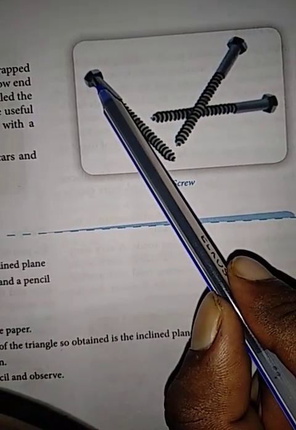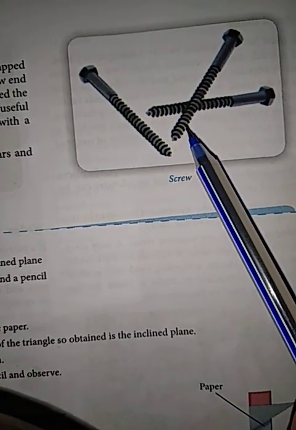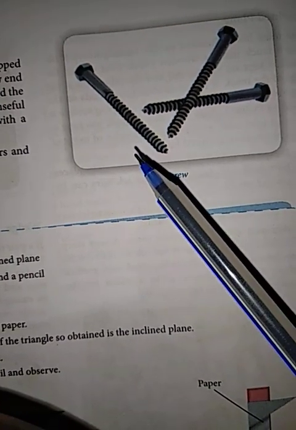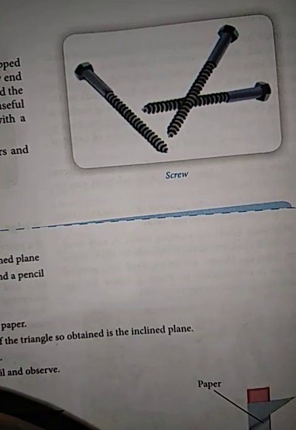Screws are more useful than nails because they hold things together with a stronger grip due to more friction. Bigger screws are used in a screw jack to lift a car and other heavy objects.